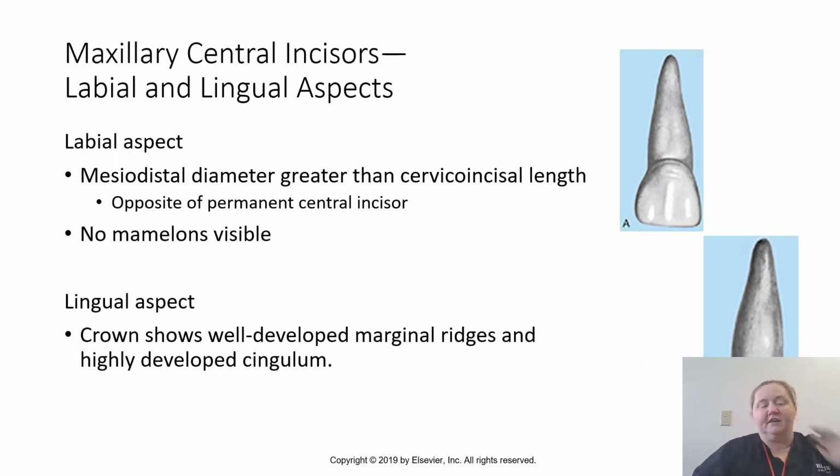All right, maxillary central incisors. We have the labial aspect, and the mesiodistal diameter is greater than the cervico-incisal length. So this here is going to be greater than this measurement. Okay, I got my Swedish colors here. All right, so this is going to be longer than this. And notice that there are no mamelons present. Okay, this is a nice, smooth incisal edge.